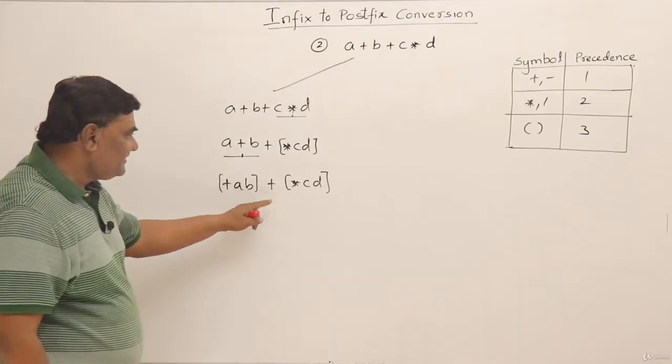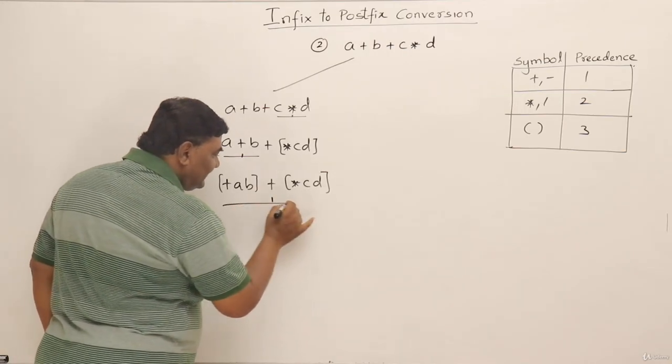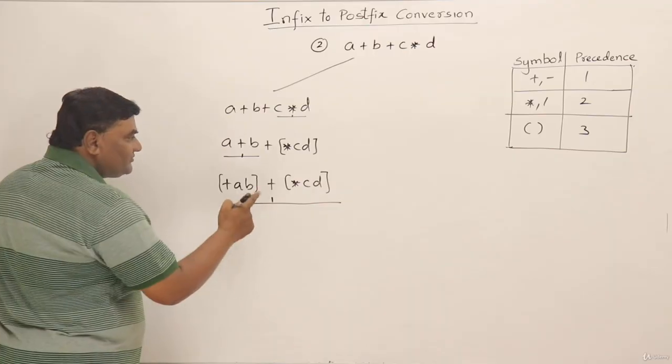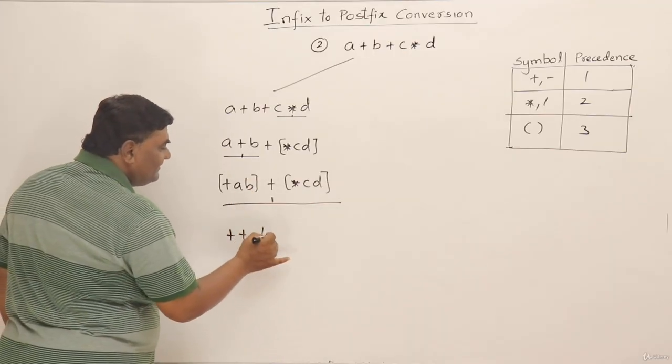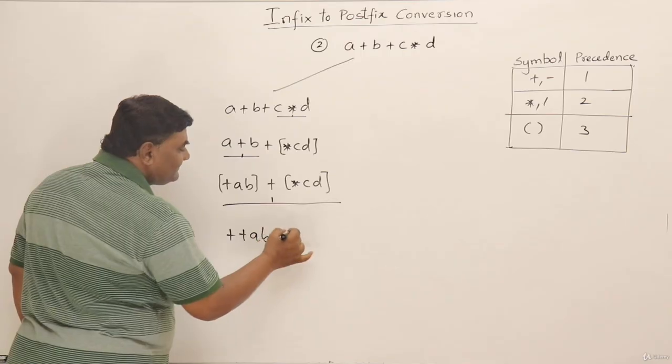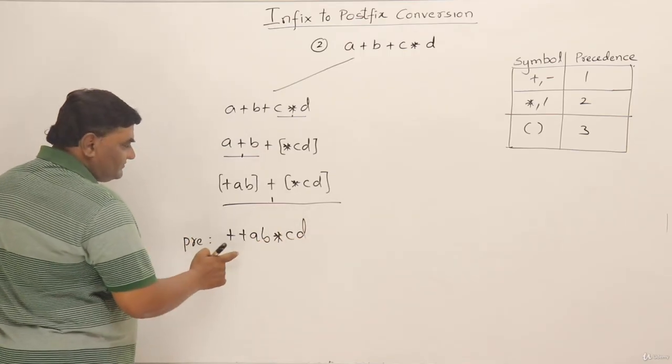Now what is remaining? This plus. So this plus has to be done upon what? This left hand side and this right hand side, on both. So prefix means first write plus, then left hand side is plus AB. Right hand side is star CD. So this is the prefix form of the expression.